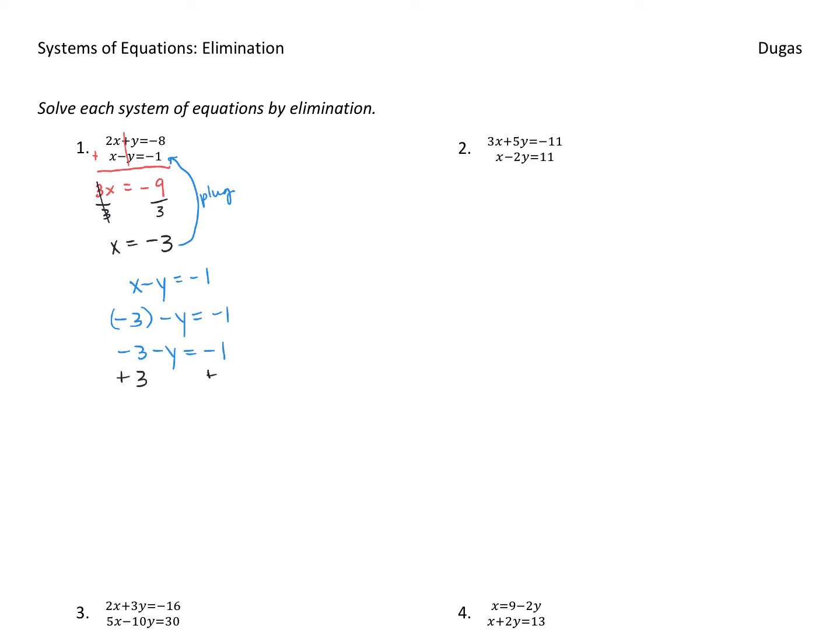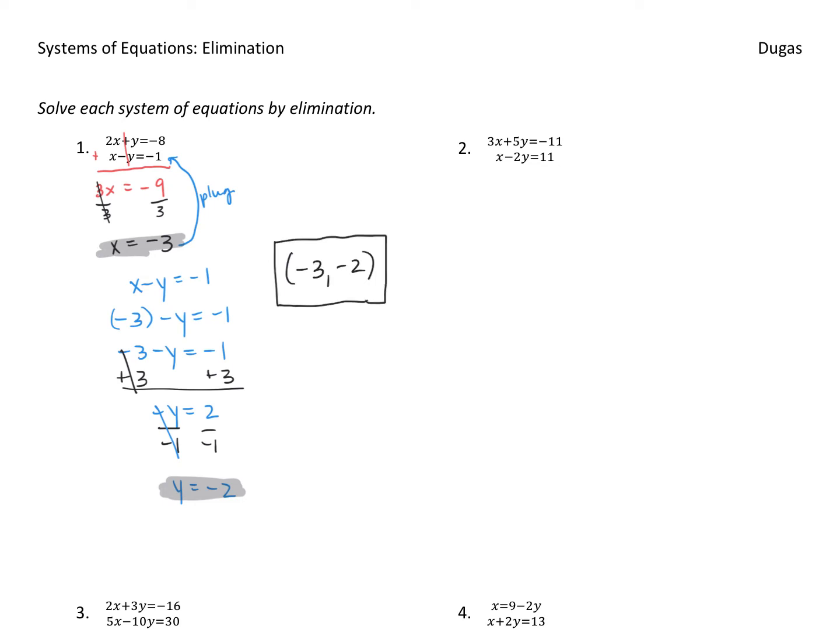To get rid of the minus 3, I'm going to add it to both sides. So that will give me negative y equals negative 1 plus 3, 2. And again, I need to get rid of that negative, so I'm going to divide by negative 1. That'll give me y equals negative 2. Now I'm where I need to be. I've got an x value and I have a y value, and together I can write those as an ordered pair. Remember, the x value always comes first, so negative 3, negative 2 is the answer to that.